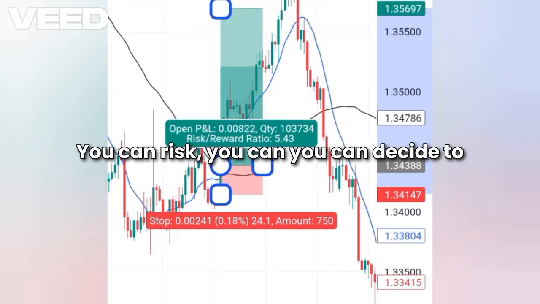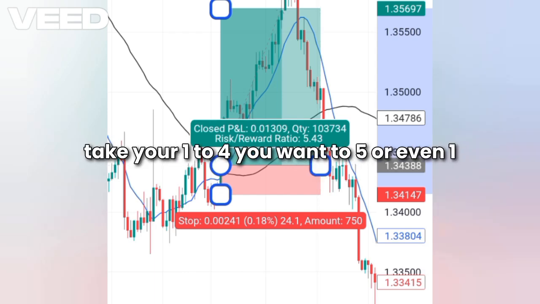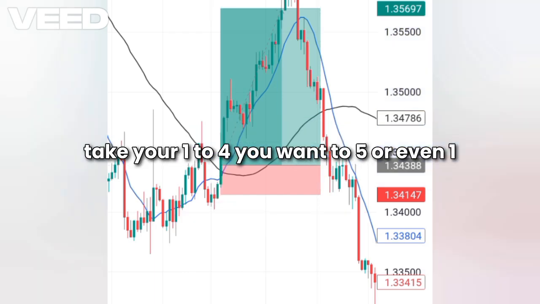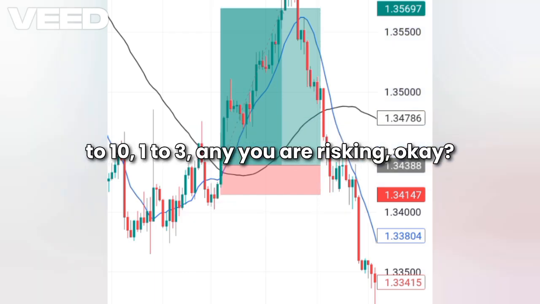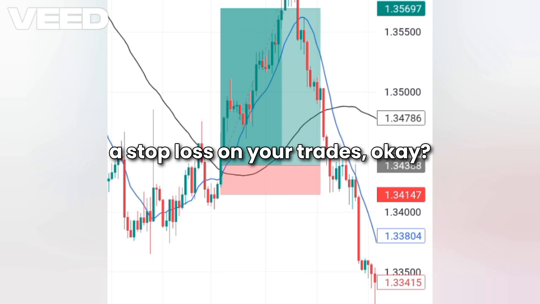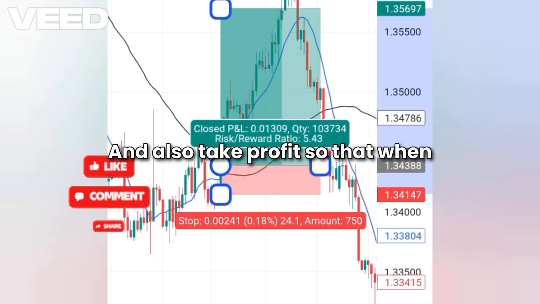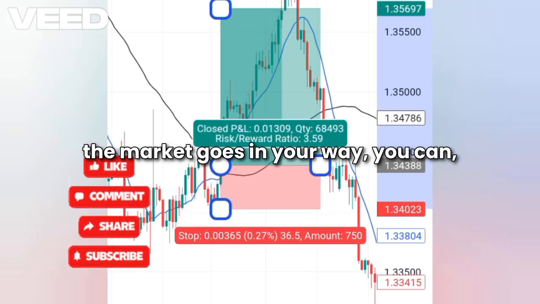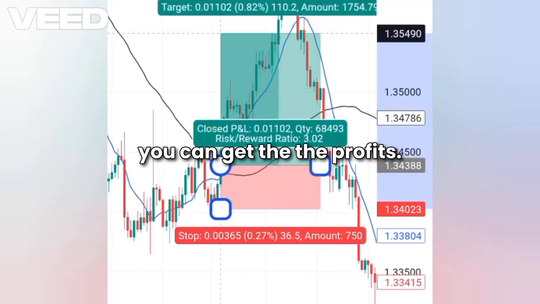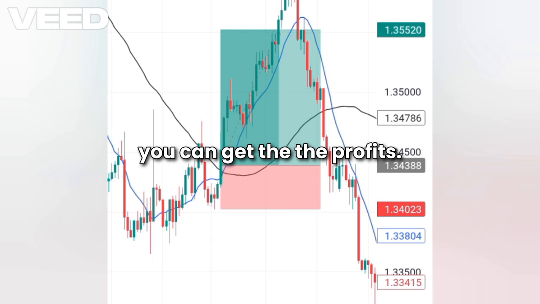And also the take profit, you can target any percentage you want. You can decide to take a 1 to 4, a 1 to 5, or even 1 to 10, 1 to 3, whatever you are risking. Always make sure you put a stop loss on your trades, and also a take profit, so that when the market goes your way, you can get the profits.